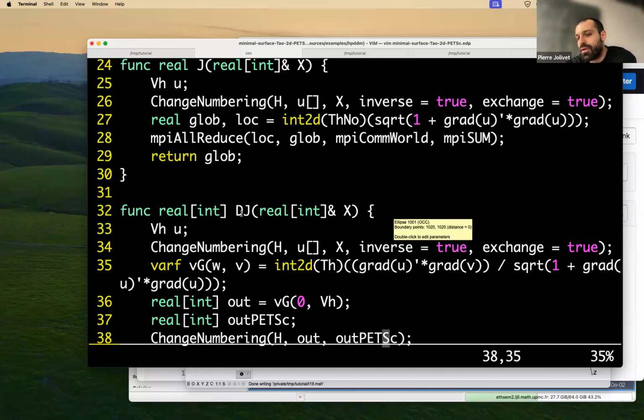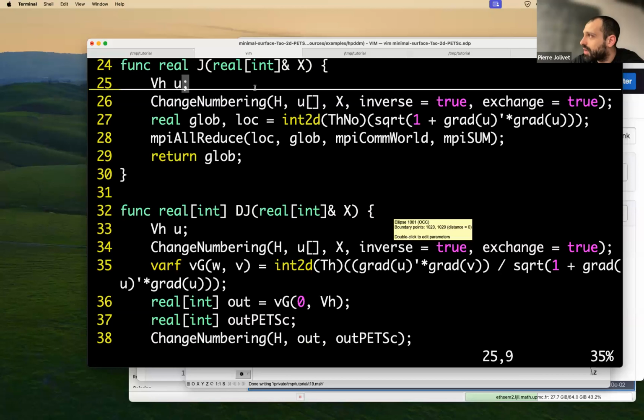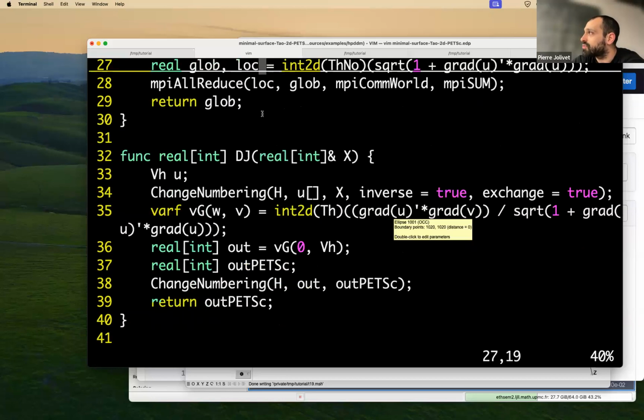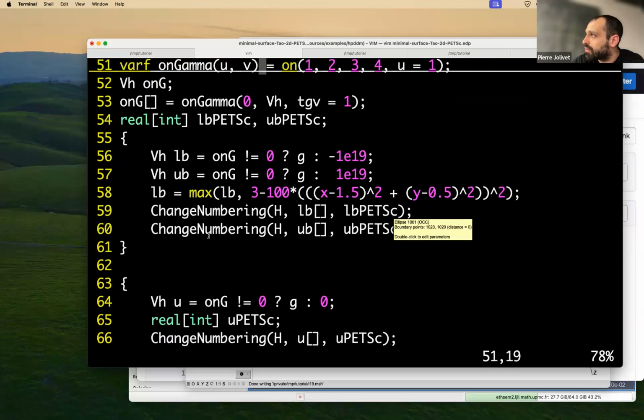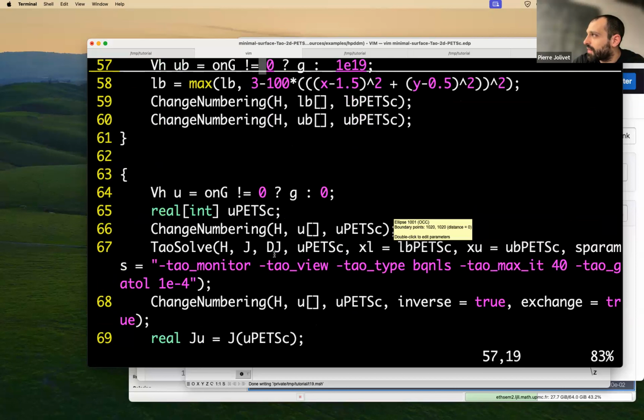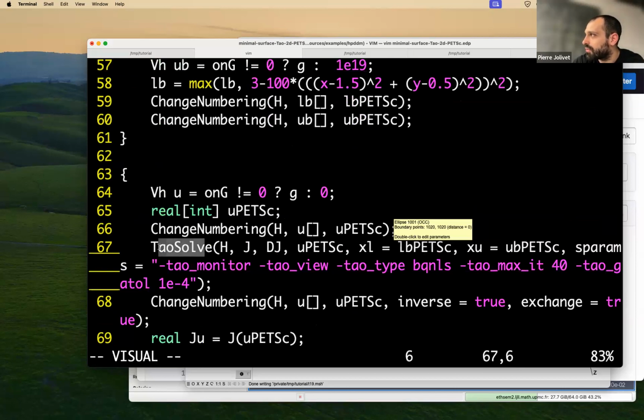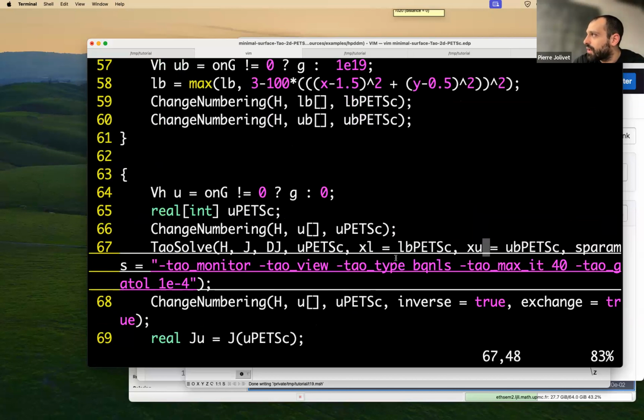For example, if it's a constraint on the solution, and you want X to be higher than some variables and lower than some variables, I think you can also supply those directly within the call to Tau solve. So for example, here there is XL and XU, which are the lower bound for X and the upper bound for X, like in IPOpt.